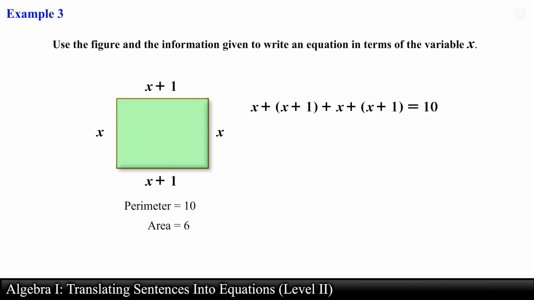Now for the area, we need to take the length and width of the rectangle and multiply them. Doing that, we have the following expression for the area of the rectangle. x times the quantity x plus 1 equals 6. Alright, now let's work on more problems that require the use of formulas. Let's try the following problem.